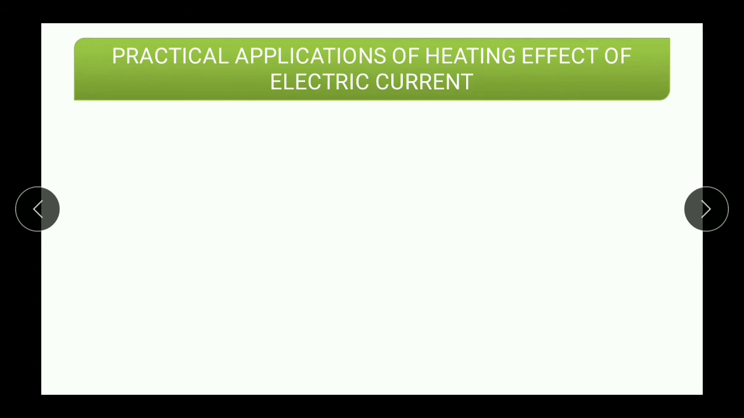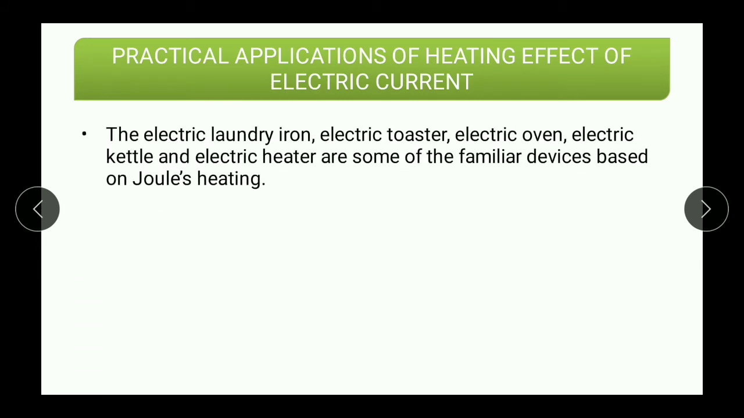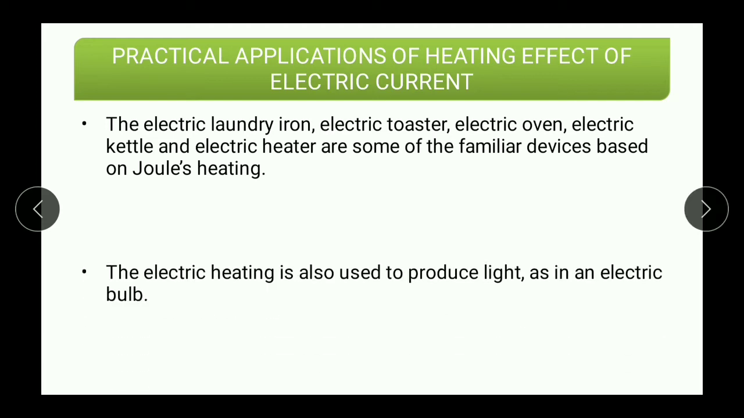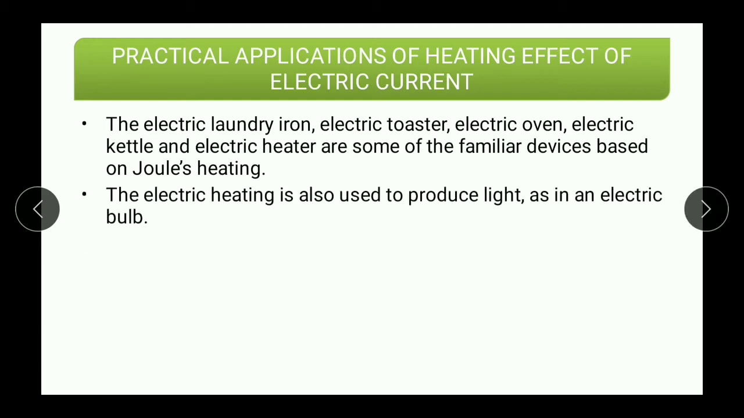There are various other examples of heating effect of electric current. There is the electric laundry iron, electric toaster, electric oven, then electric kettle, electric heater. Lot of devices are there which use heating effect of electric current. As we all know, just now we saw that electric heating is also used to produce light in an electric bulb.